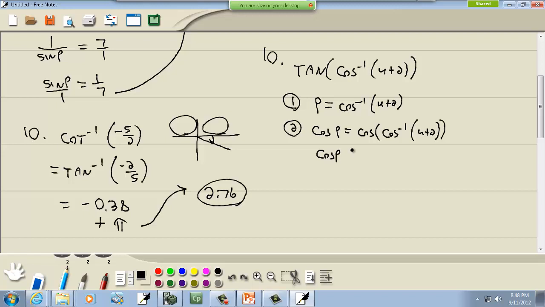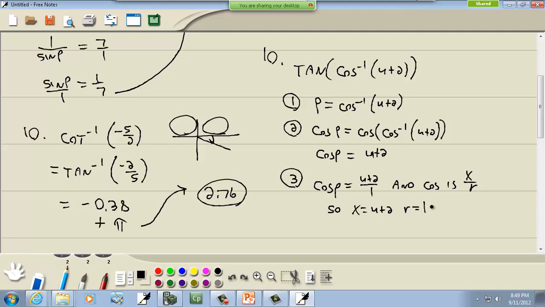And when we do that, we get cosine p is equal to u plus 2. Well, in step 3, we have to use our x, y, and r formulas. Now, cosine p I can rewrite as u plus 2 over 1, and cosine is x over r. So x is equal to u plus 2, and r is equal to 1.